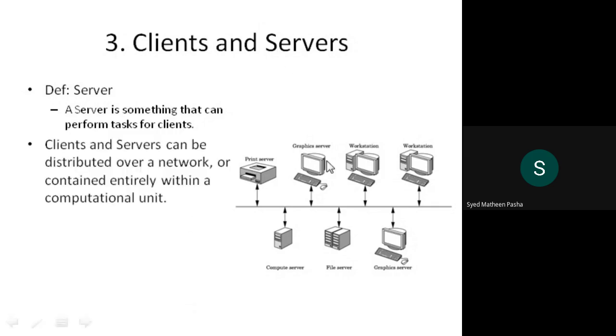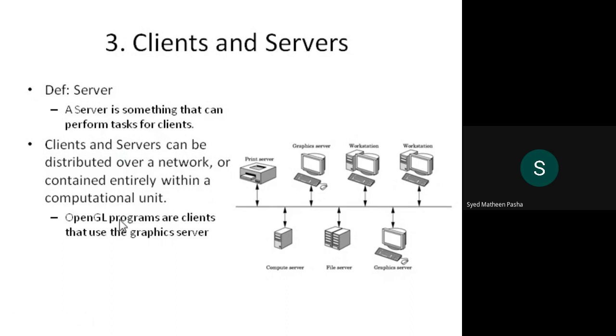Then, clients and servers can be distributed over a network or contained entirely within a computational unit. That is, whatever clients and servers we use, basically they come under some network. If there is no network with respect to clients and servers, there is no functionality happening between the clients as well as servers. What happens when there is a network? When there is a network, the clients or servers are distributed with respect to that particular network or with respect to some computational unit.